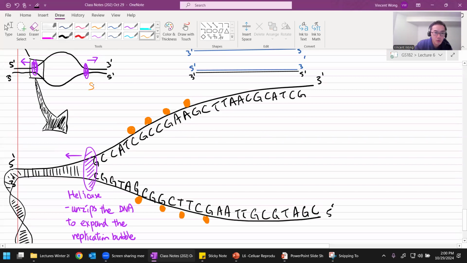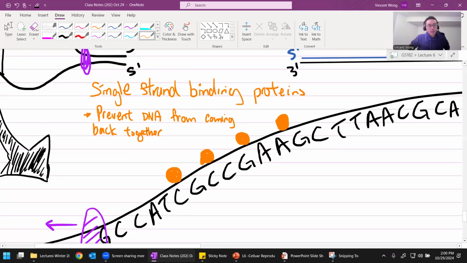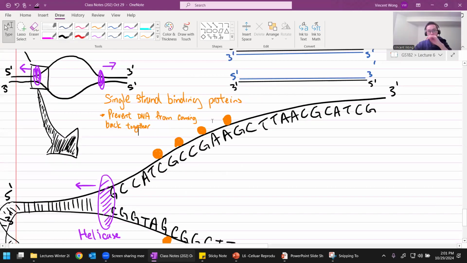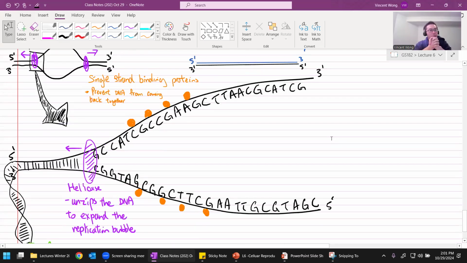Okay, so these are single-strand binding proteins, and their job is to prevent DNA from coming back together. Okay, that's all. Any questions so far?